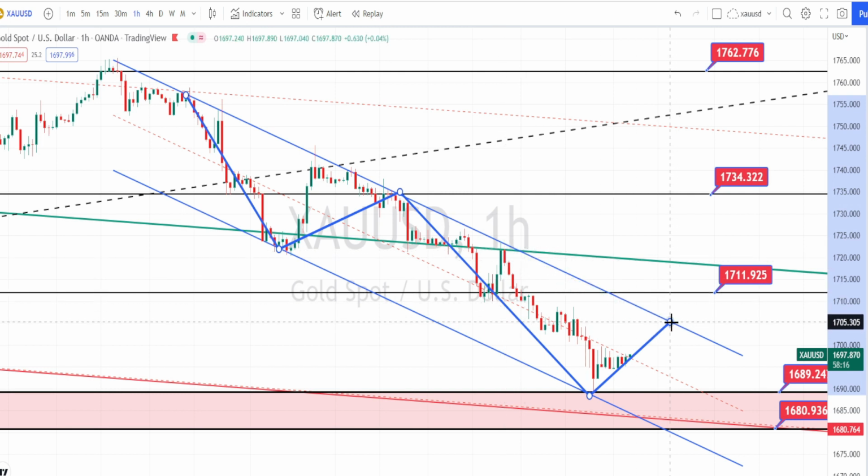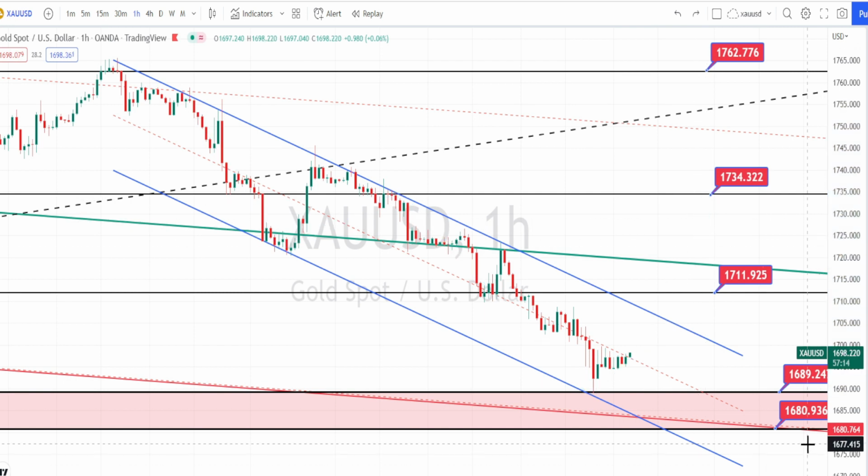Only when the price action breaks this resistance line can we expect it to test the daily time frame resistance level of 1711. And above this, we have the daily time frame resistance line running over here, and it has to break this resistance line in order to continue further on the bullish side retracement.